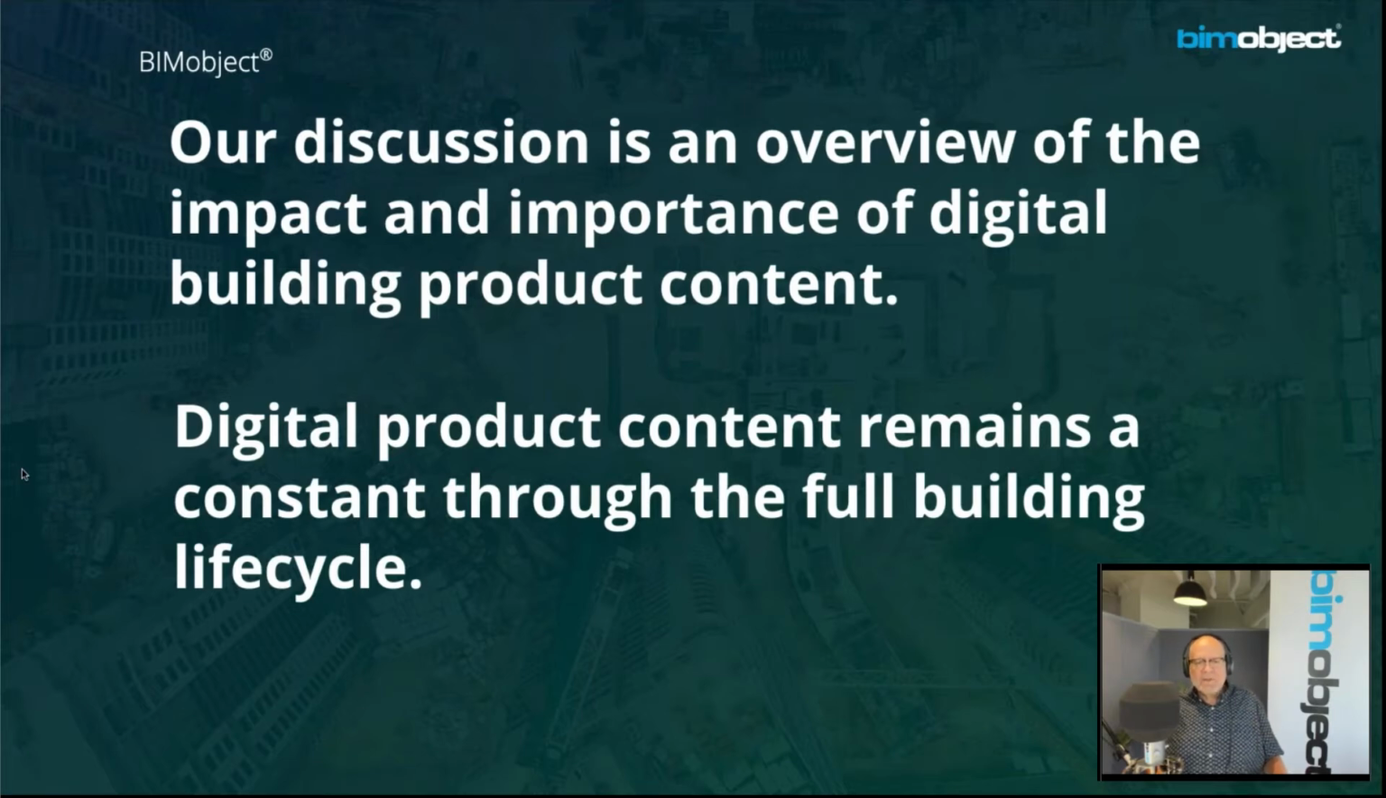But digital product content is really the only continuum through the full building life cycle. It's something that is there from day one, and in a full building life cycle, in some vertical markets, let's say, not vertical facilities, but in some verticals, retail for instance, it may only have a 3 or 5 year lifespan.